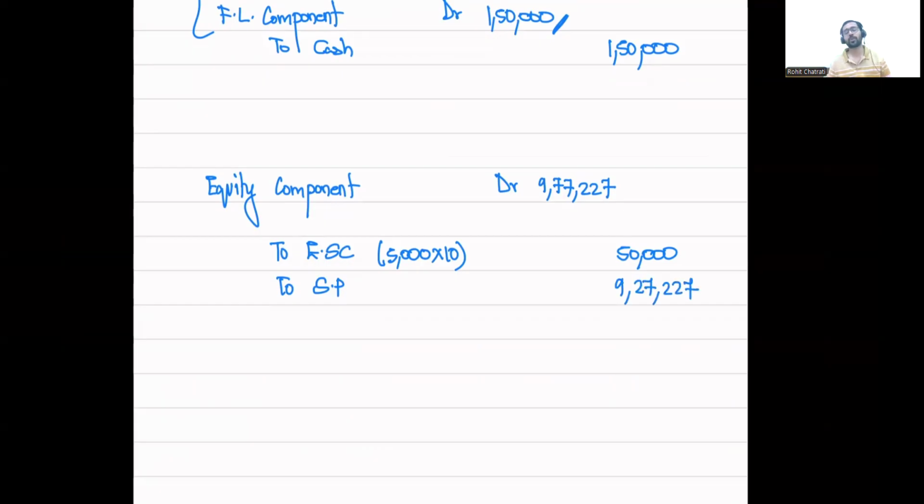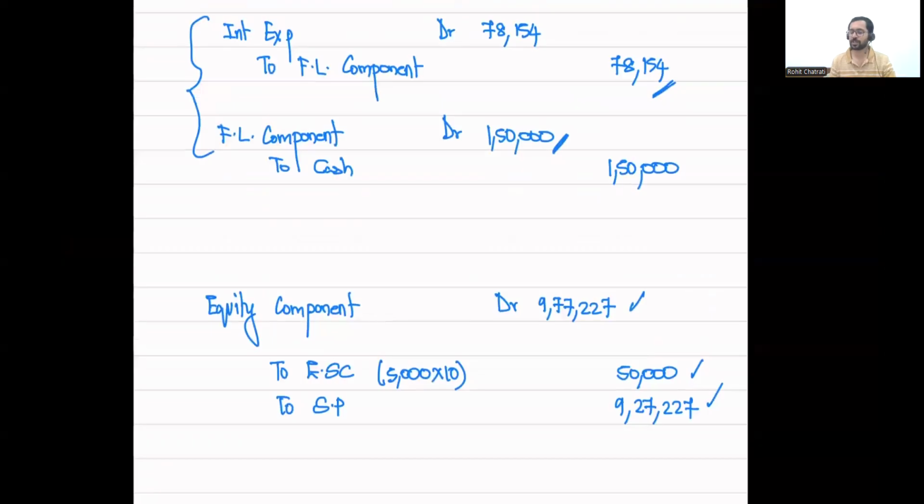The balancing figure will go to share premium, which is 9,27,227. What will go into the share premium is the balancing figure of the equity component being de-recognized. Equity component earlier had a credit balance of 977. I now debit equity component by 977 and I credit equity share capital of 50,000 and share premium of 9,27,227. All right, so with this, we are done with illustration number 6 of the comprehensive illustrations section.